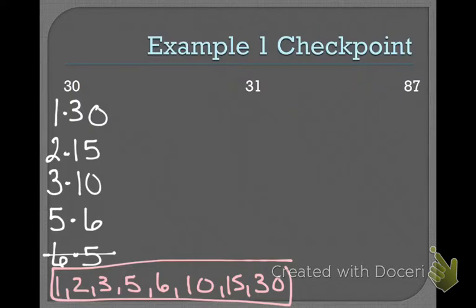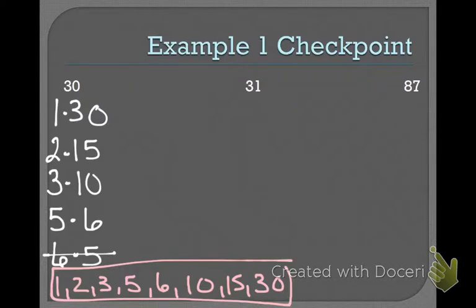So let me ask you this, going off of our definitions, is this number prime or composite? Why is it composite? Because there's more factors than just 1 and the number itself. So I call it a composite number.